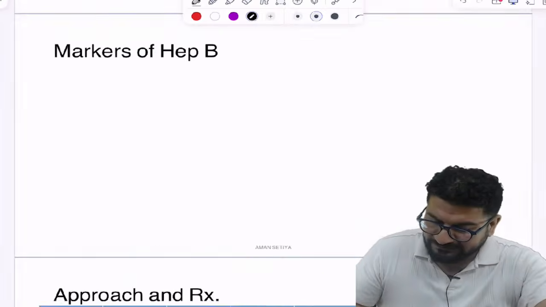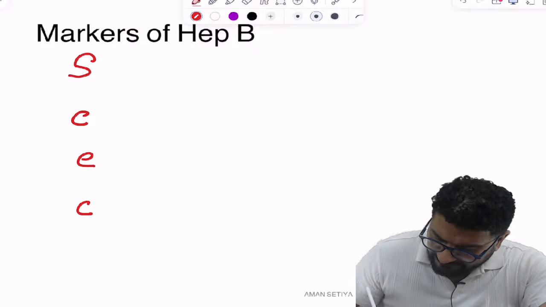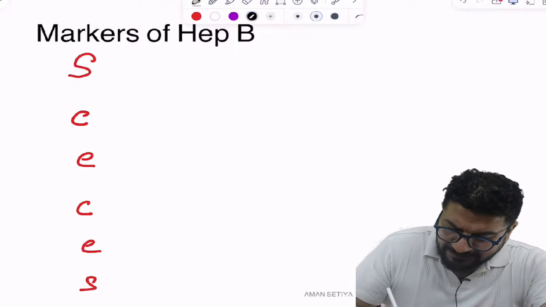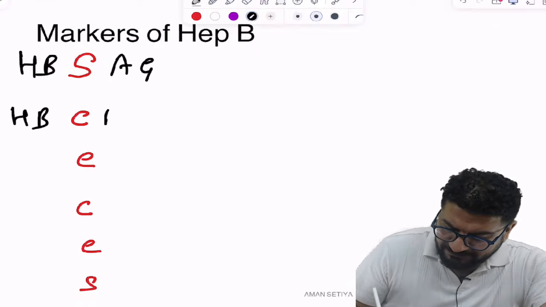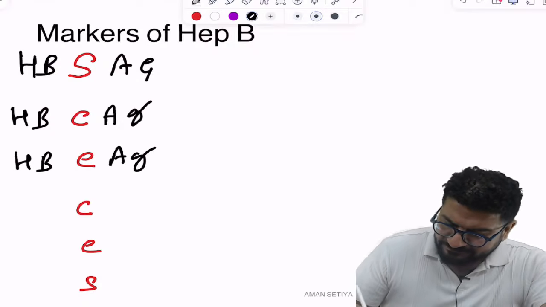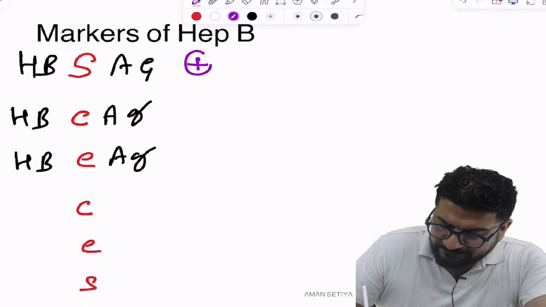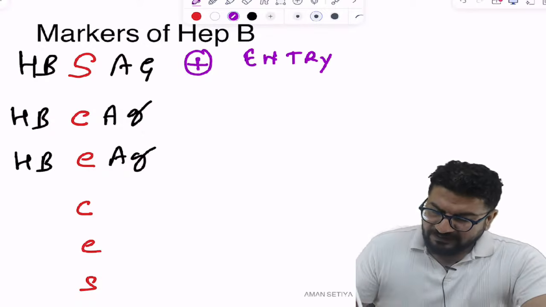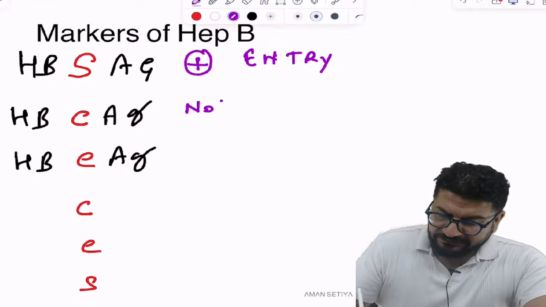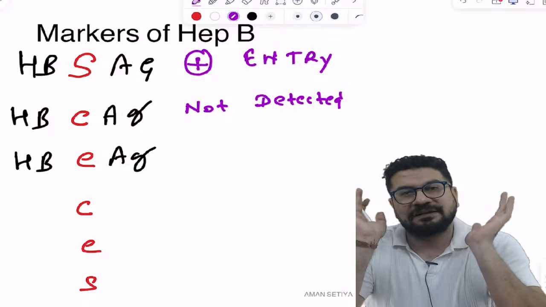So we have different markers, and you can remember these by the mnemonic SCE, CES. SCE means HBs antigen, HBc antigen, HBe antigen. So the first three will be the sequence of antigens. So if S antigen is positive, it means virus की entry हो गई. It means the virus has entered. HBc antigen is not detected. इससे एक ही क्वेश्चन पूछते हैं, which is not detected. So generally not asked in MCQ. MCQ में पूछते भी नहीं.